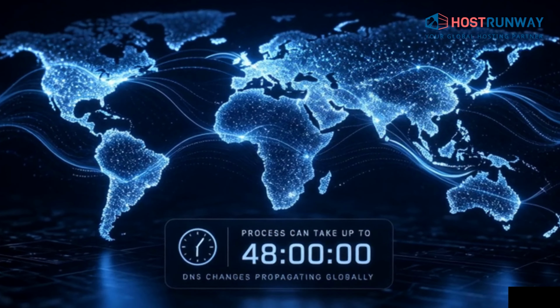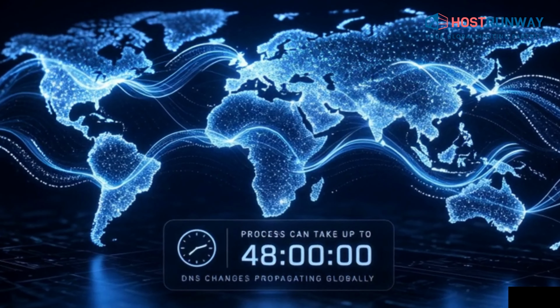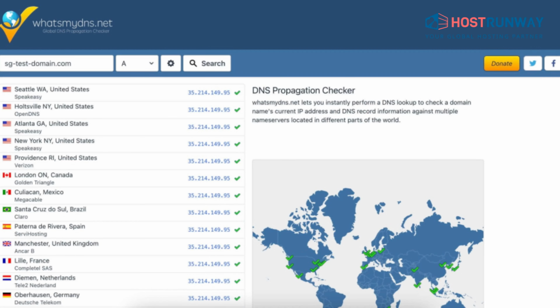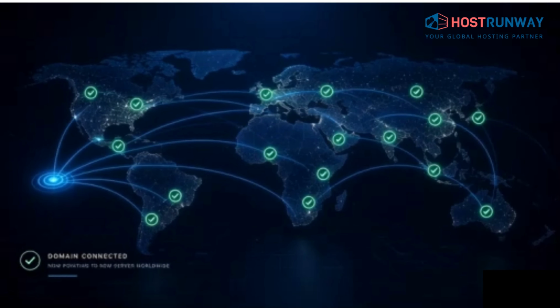DNS propagation takes up to 48 hours. You can track progress at whatsmydns.com. When you see green check marks across the world, your domain is fully pointing to the new server.